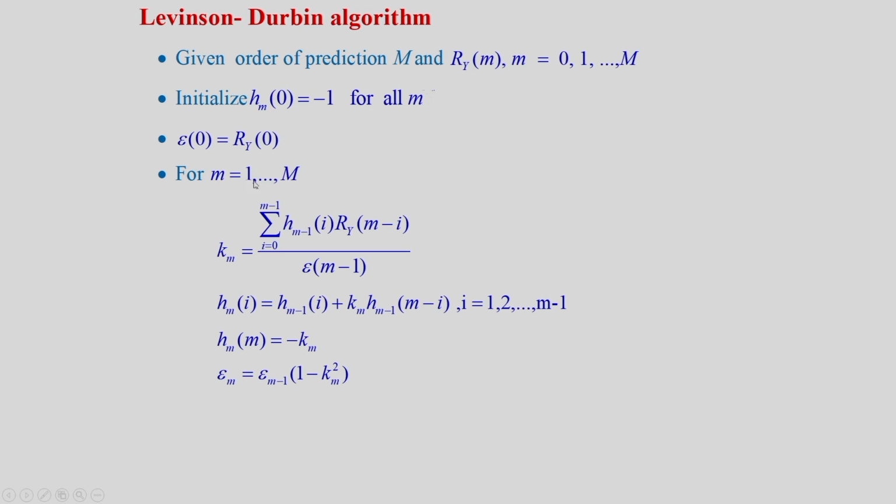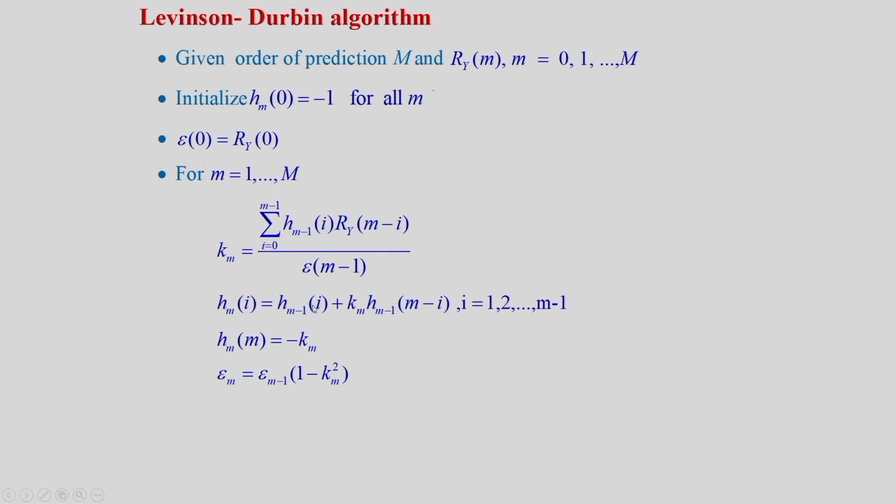Now for m equal to 1 up to m, first we will determine the prediction coefficient km, which is given by summation h(m-1,i) into ry(m-i), i going from 0 to m-1, whole thing divided by epsilon(m-1), that is the mean square prediction error at stage m-1. Then we will update the filter coefficient h(m,i) equal to h(m-1,i) plus km into h(m-1,m-i), i going from 1, 2 up to m-1.